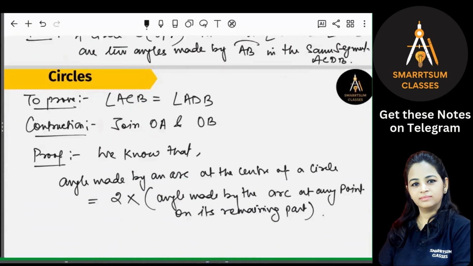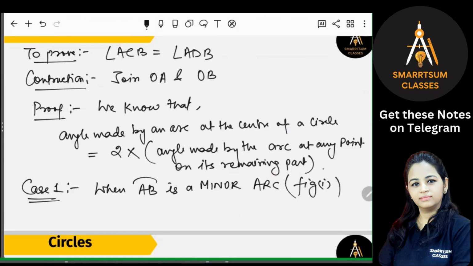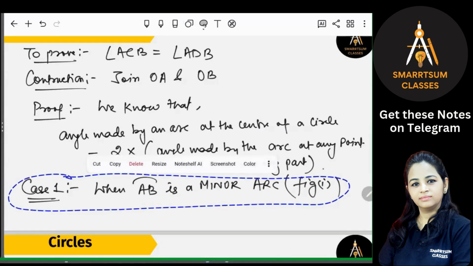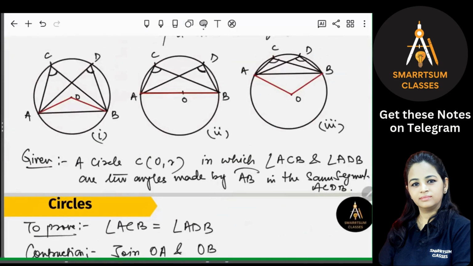Okay, so this is the theorem. Now we will discuss each and every case one by one. Case one is, we assume that arc AB is a minor arc, as shown by figure 1. So here AB is the minor arc, and the other one is the major arc. Is it clear?